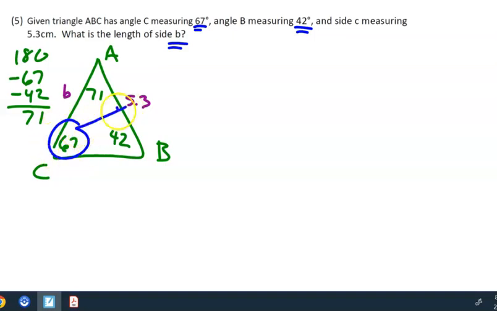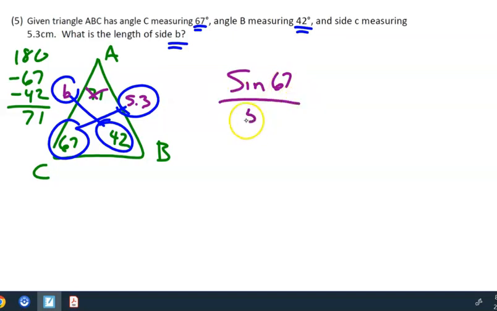So you need one complete side angle pair, and then you need the pair that has the value you're looking for, so that would be B and 42 degrees. So we're not using 71 at all in this problem. We have our three numbers. So sine of 67 degrees over 5.3 is equal to sine of 42 degrees over side B.